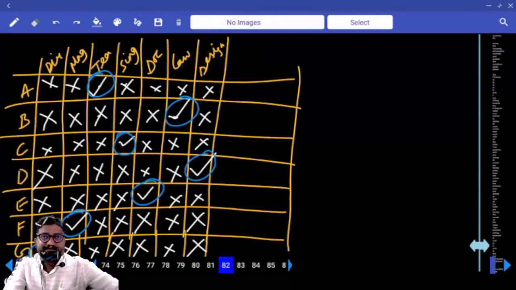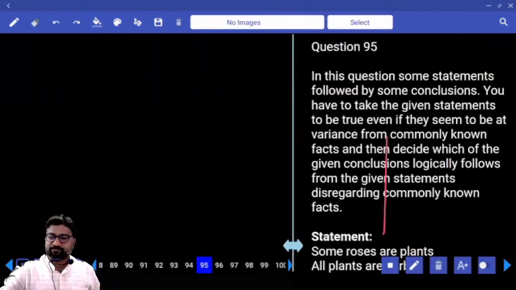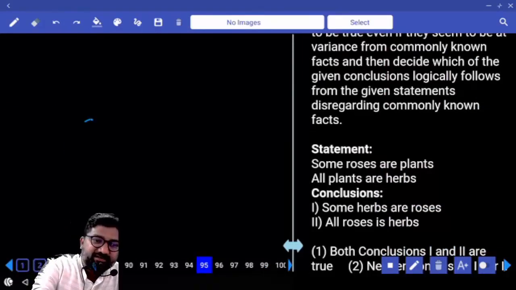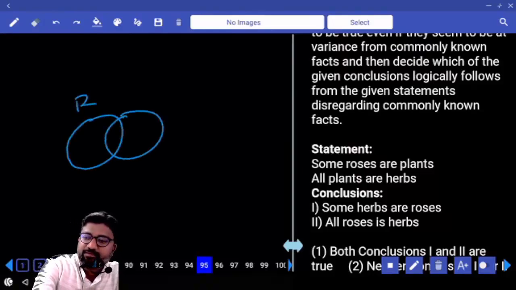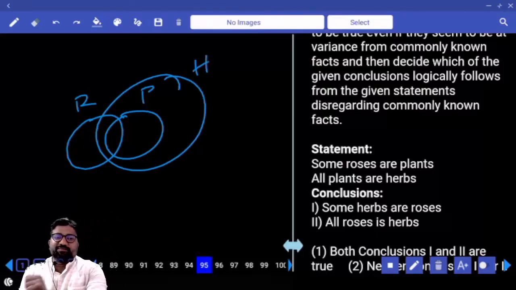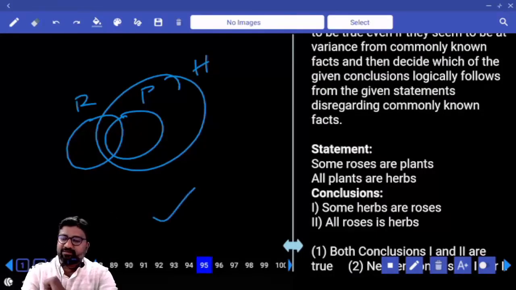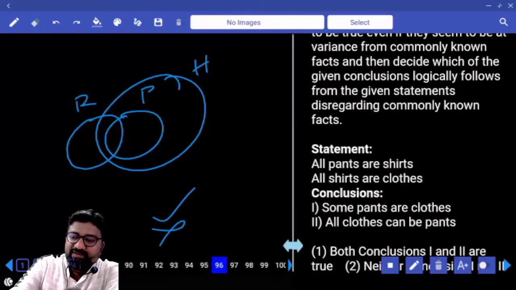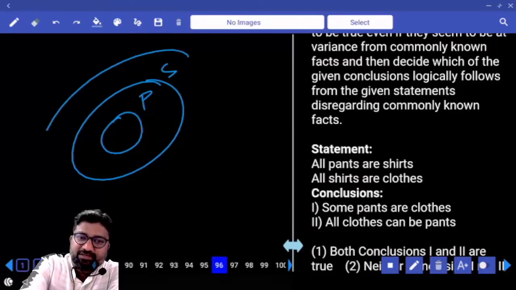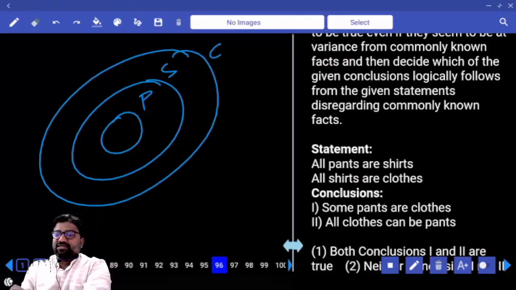Ma done? Syllogisms చెప్పాలా? So what is syllogism? Some roses are, all plants are. First conclusion, some herbs are roses. Right or wrong? All roses are herbs. All the roses inside herb? No. Only one follows. All plants are shirts. All shirts are cloths. Some plants are cloths. Yes or no?